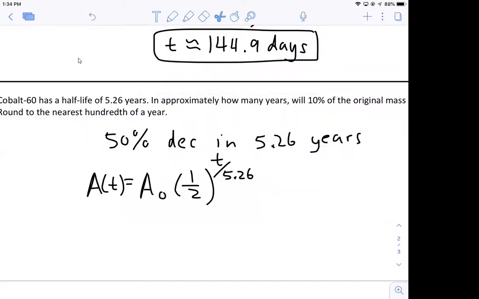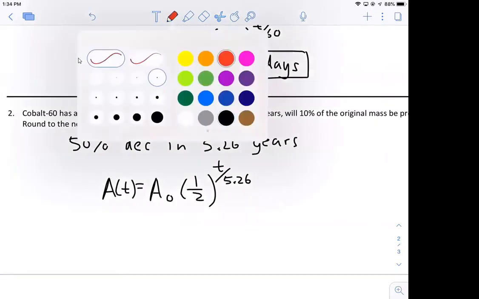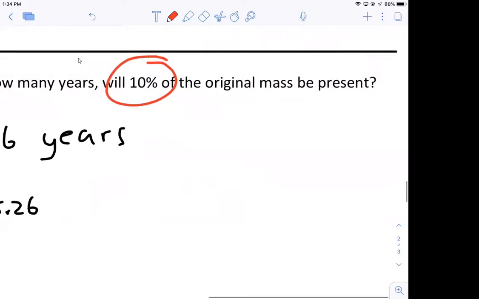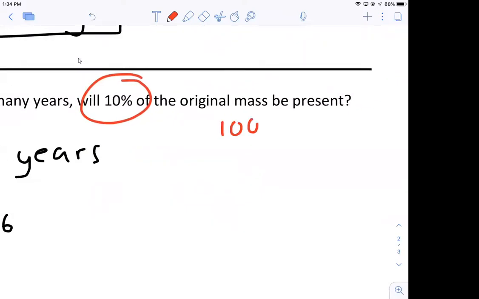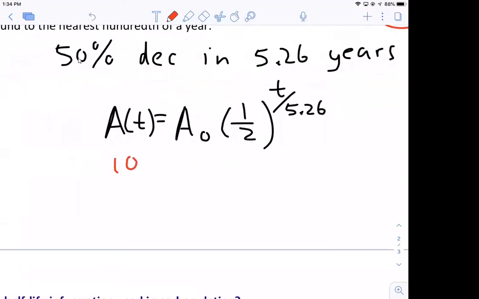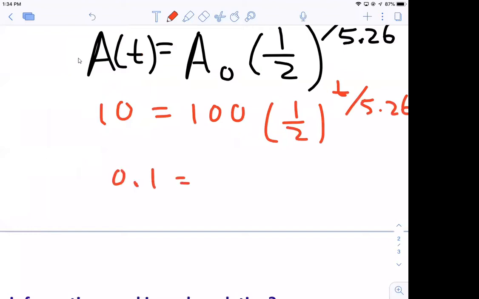All right. So after how many years will we have 10%? We don't know the original amount, and we don't know the final amount, but we know 10% is left over. So let's just pretend we started with 100 grams initially. Then we're going to be left with 10 grams at the end. So I can say A of t is 10, and the initial amount is 100, and that's a half to the t over 5.26. So dividing 10 by 100, I get 0.1 is equal to 1/2 to the t over 5.26.